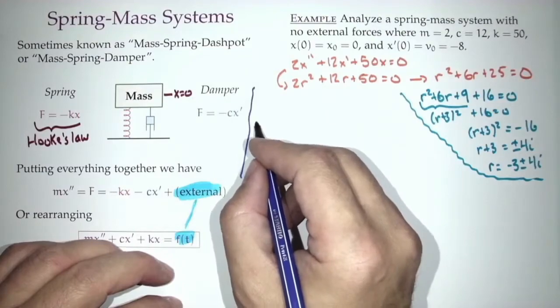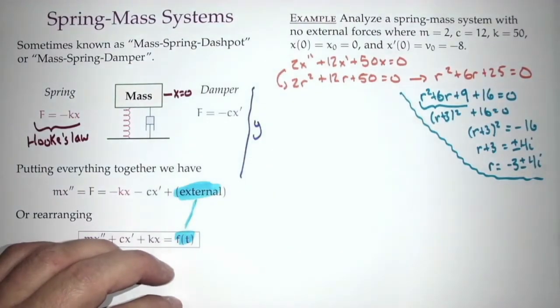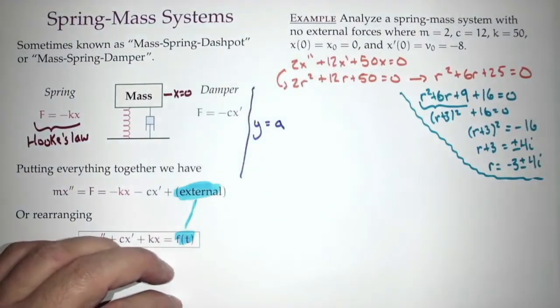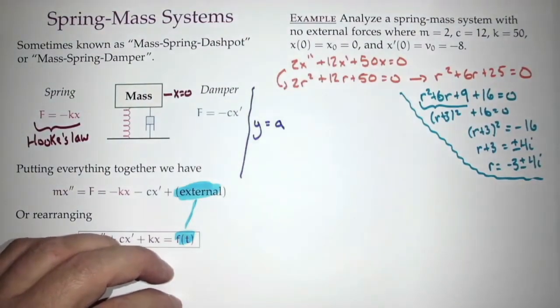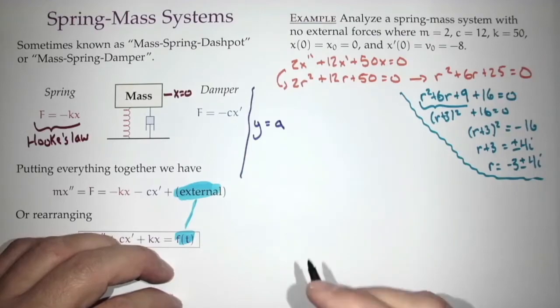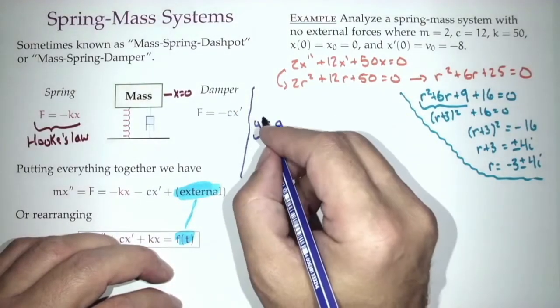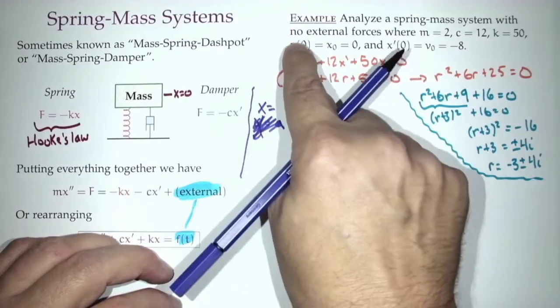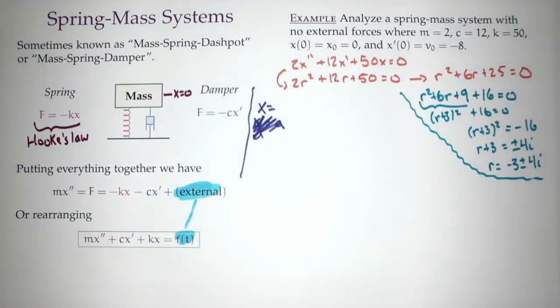Okay, so let's write down the general form. So we have some constant, I'll say a. What's the function? Oh, whoops, I shouldn't use y. I should use x. We have x equals, because x is the name of our function.